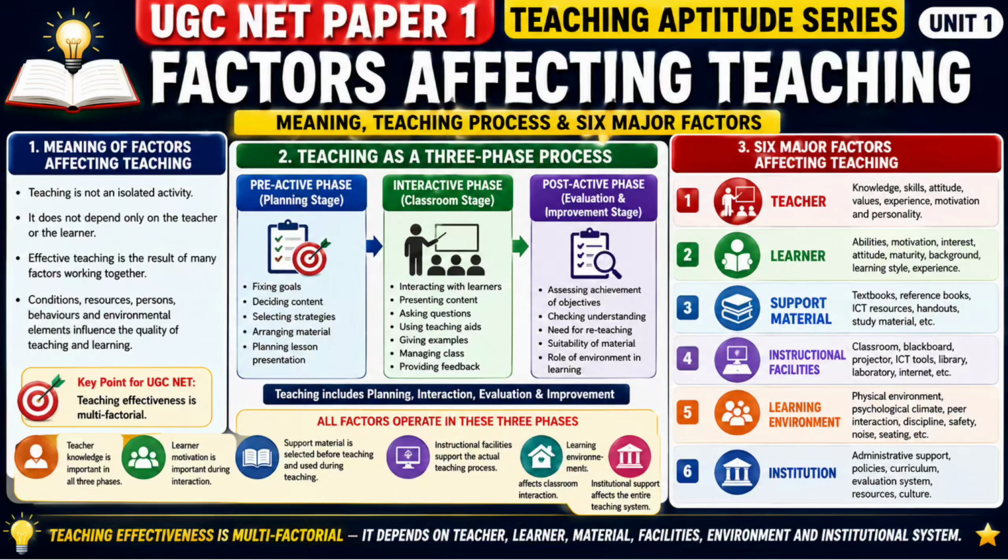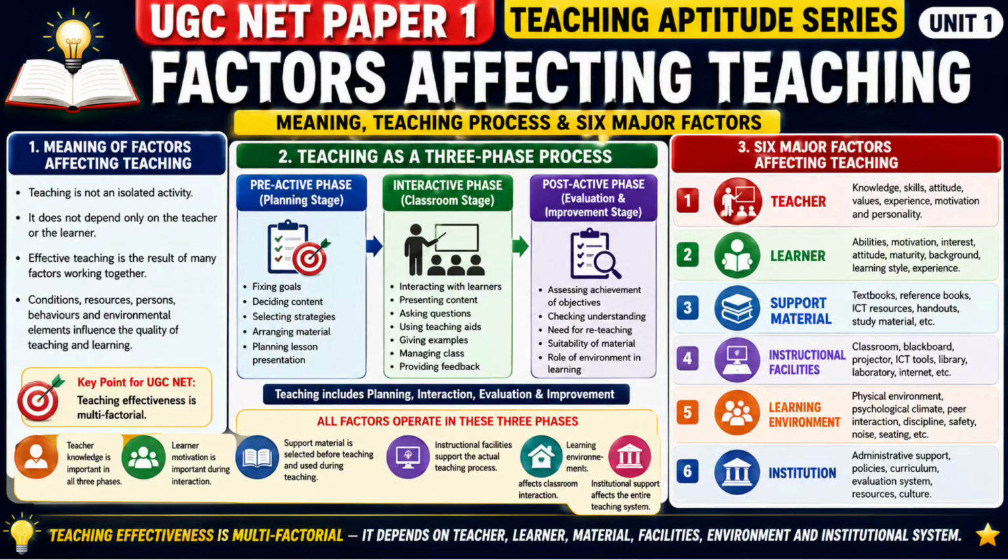Section 1. Meaning of factors affecting. Teaching is not an isolated activity. Teaching does not depend only on the teacher, and it does not depend only on the learner. Effective teaching is the result of many factors working together. A teacher may be highly knowledgeable, but if the learners are not motivated, teaching becomes difficult. Learners may be interested, but if there is no proper classroom, no library, no laboratory, no internet, no teaching aids, and no institutional support, learning becomes limited.